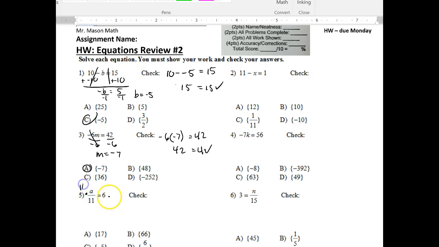Number 5, the opposite of division is multiplication. So we say times 11, times 11. We get a is equal to 66. So check by asking yourself, is 66 divided by 11 equal to 6? And indeed, 6 is equal to 6.